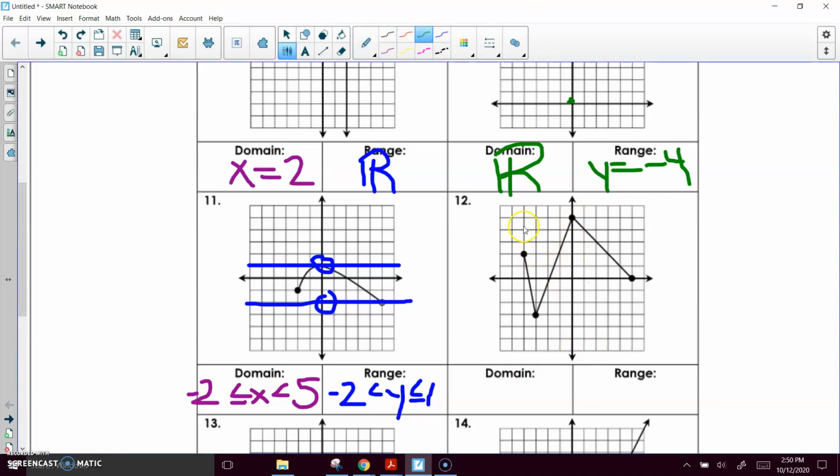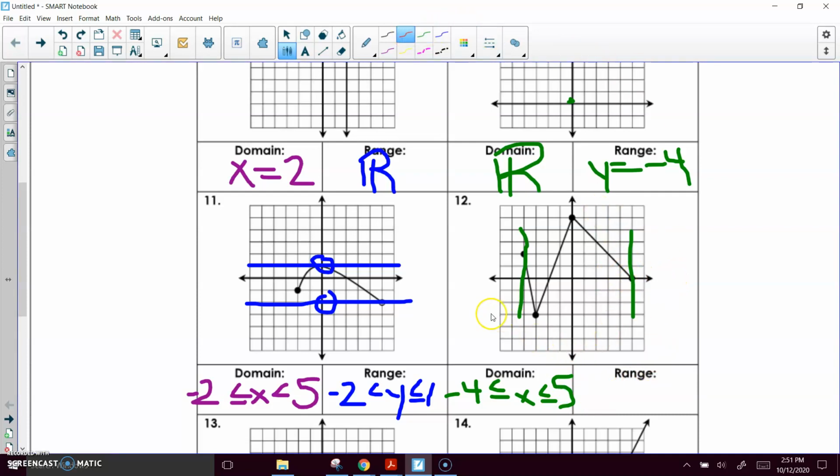Okay, let's look at 12. Left to right, left. Oops, it's hard to draw straight lines with a mouse. This is as far left, and this is as far right, both with closed circles. So 1, 2, 3, 4, -4 less than or equal to x less than or equal to 1, 2, 3, 4, 5.